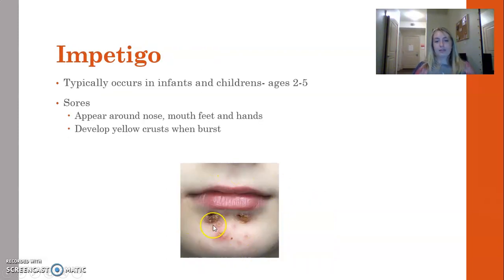Then the last non-invasive one that we see is impetigo. So this typically occurs in children ages 2 to 5. It's very rare for someone older than that to get it. You see it around your nose, your mouth area, your hands, and your feet sometimes. It looks like little pus-filled sores, and then when they burst, it causes this yellow scab, like we see in this picture right here, to form over it. This can happen when little kids stick their hands in things, they get bacteria, and then they wipe their face a lot. They can get it from that, especially if they have little abrasions on their face or on their hands or feet. They get that bacteria in there, then it starts to form.